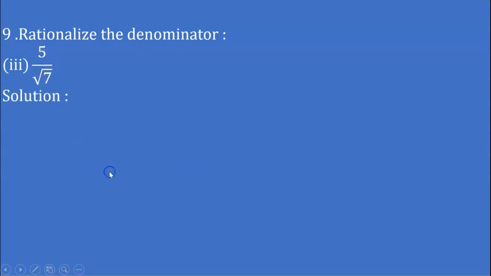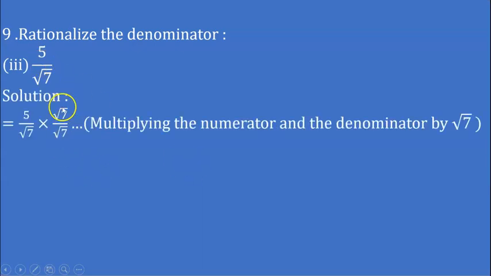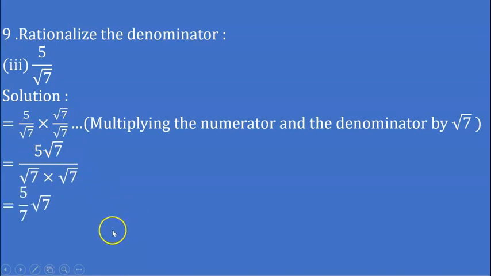Next, 5 upon root 7. Again, multiply the numerator and the denominator by root 7. Okay, 5 into root 7, you will get 5 root 7. Root 7 into root 7, you will get 7. And hence, the answer is 5 by 7 root 7, because root 7 into root 7, you will get 7. And hence, 5 root 7 upon 7 can be written as 5 by 7 into root 7.